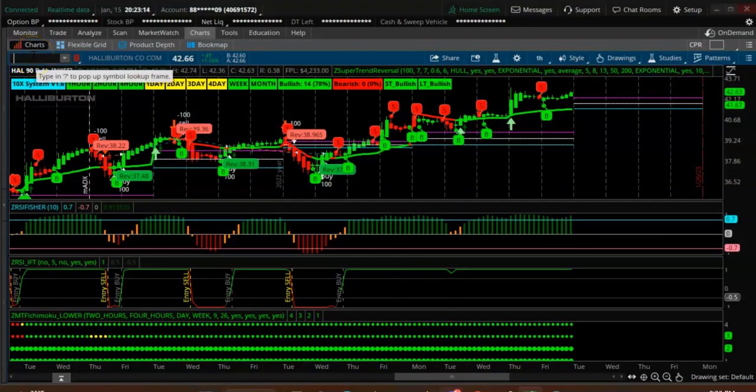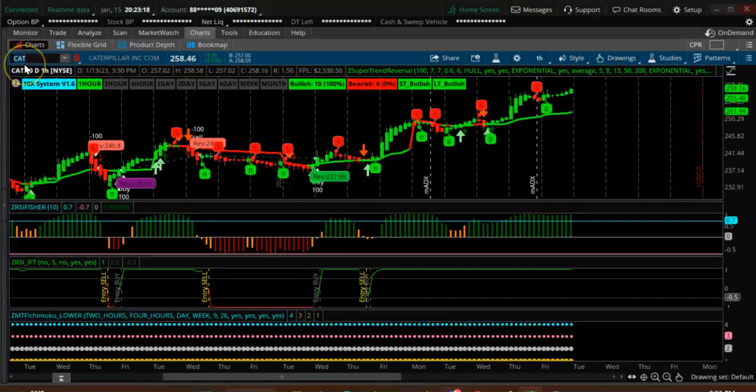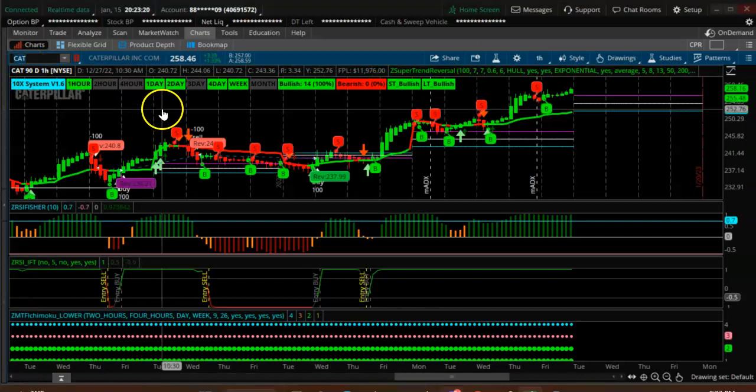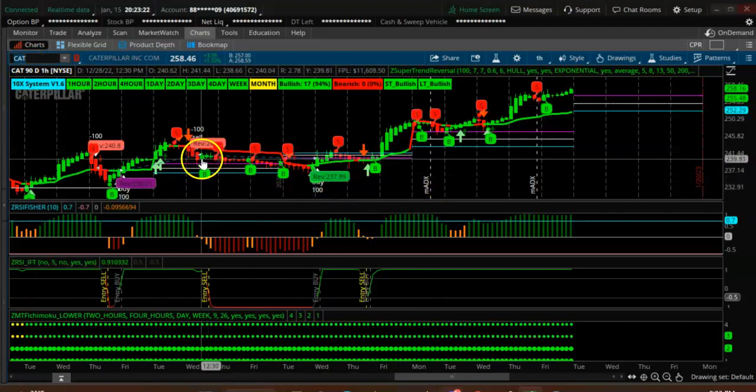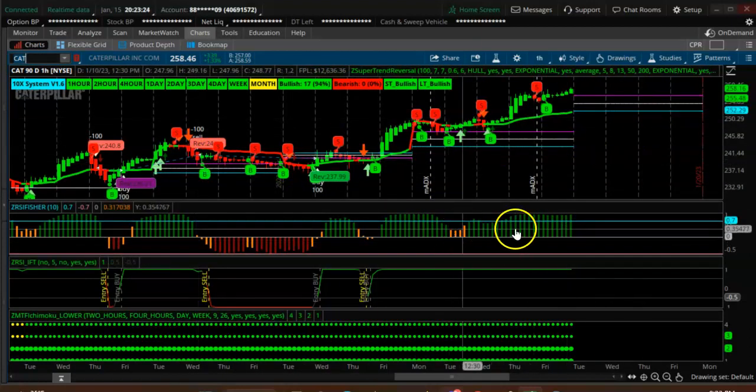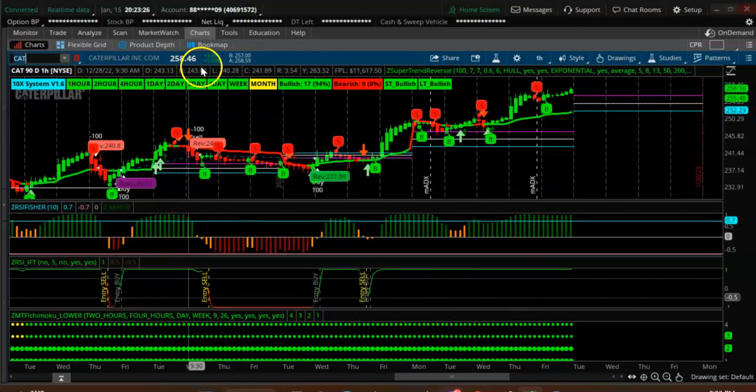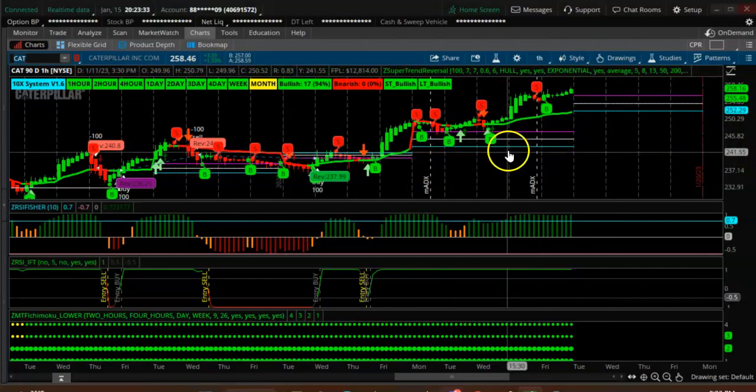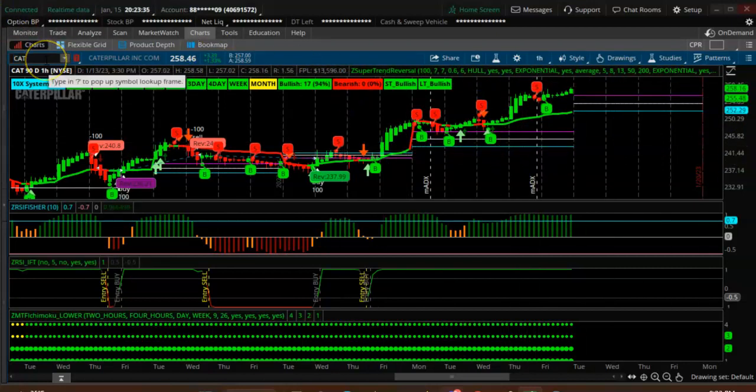Next one is CAT. CAT also has the same setup. You can see all bullish here. So this is a stock to the upside. We are on a 1 hour time frame, bullish weekly CPR. Next is TVA.